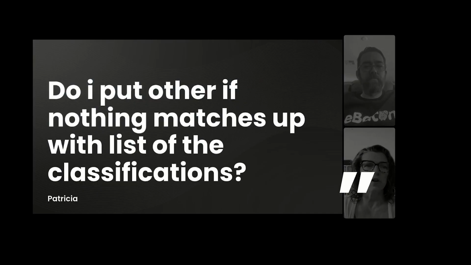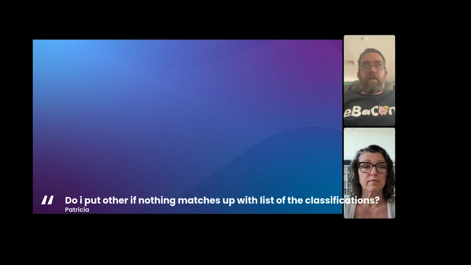Do I put other if nothing matches up with the list of classifications? I've not actually seen an other classification, but I would again recommend you check with a compliance person who's going to be able to help you better determine which classification should be used, just because other is so generic and broad that for compliance purposes, I'm not sure that the DIR or your GC would know exactly what your rate should have been. So therefore, how are they going to know if it was correct? Mm-hmm. Next question.